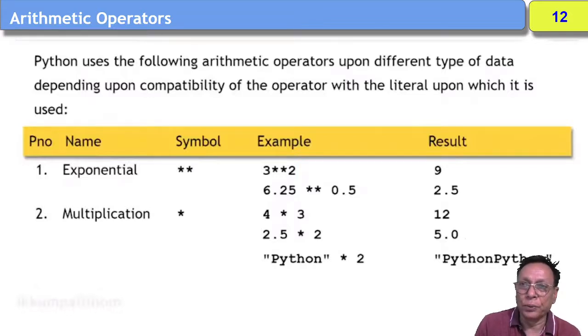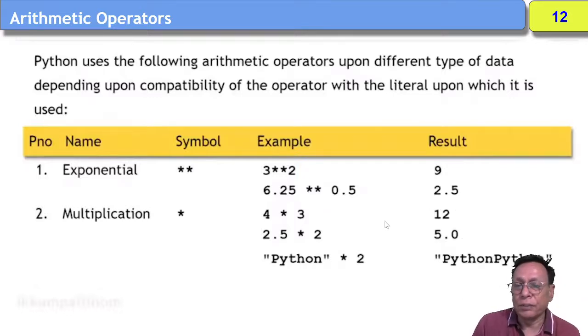While raising the power, there should be at least two operands. This operator is the collection of two multiplication signs. So this is your exponential operator. When you apply it between two operands, 3 ** 2 means you are going to apply exponential, that is 3 raised to the power 2. Obviously it will give you 9. In the second case, 6.25 ** 0.5 means 6.25 raised to the power 0.5, which means we are going to evaluate the square root, and that is why it gives 2.5 here.